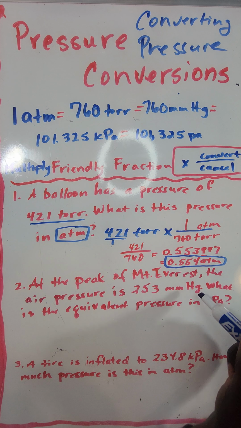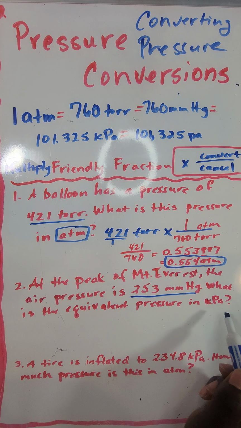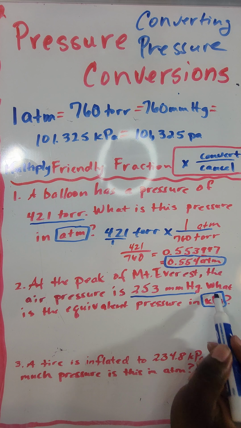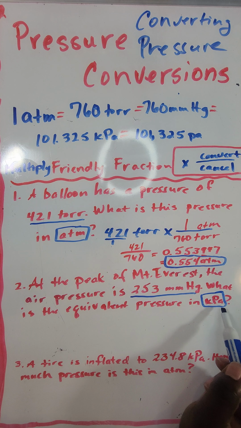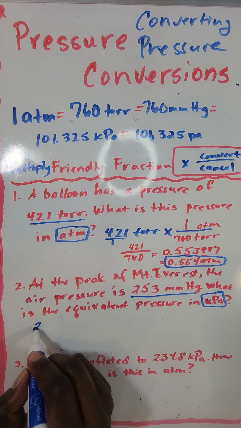Number 2 says, at the peak of Mount Everest, the air pressure is 253 millimeters of mercury. What is the equivalent pressure in kPa? So right here, we're going millimeters of mercury to kPa. We're going to start with what's given, which is the 253 millimeters of mercury.